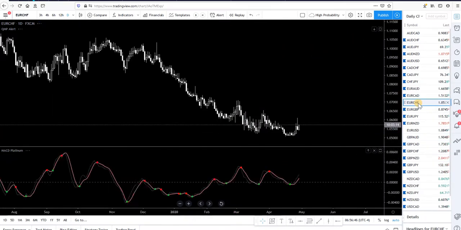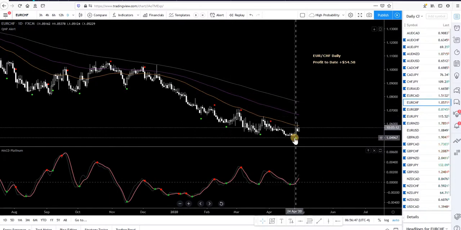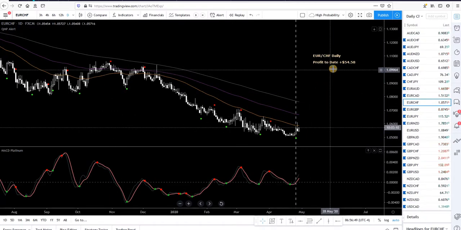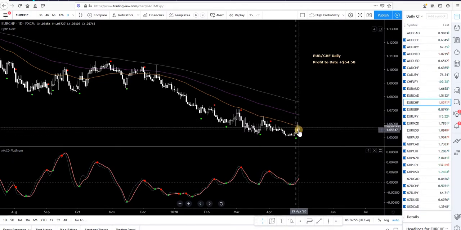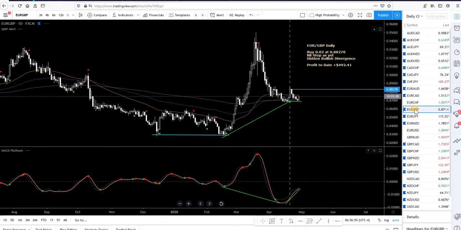Euro Swiss. Not much happening, no trades at the moment. This is a slow burner. There was a buy signal here. I didn't take it. It did shoot up nicely, but it dropped down. Now it's shooting up today. Who knows? No trades though.